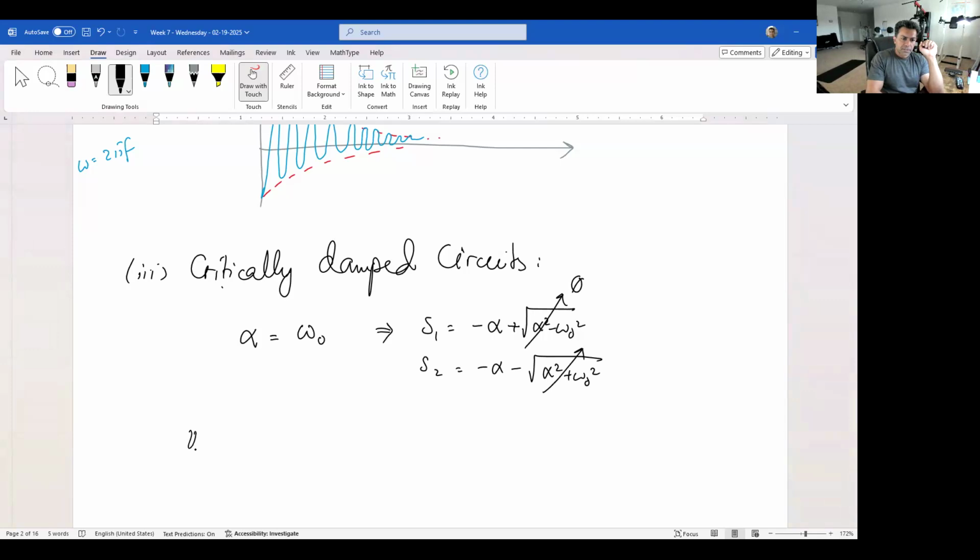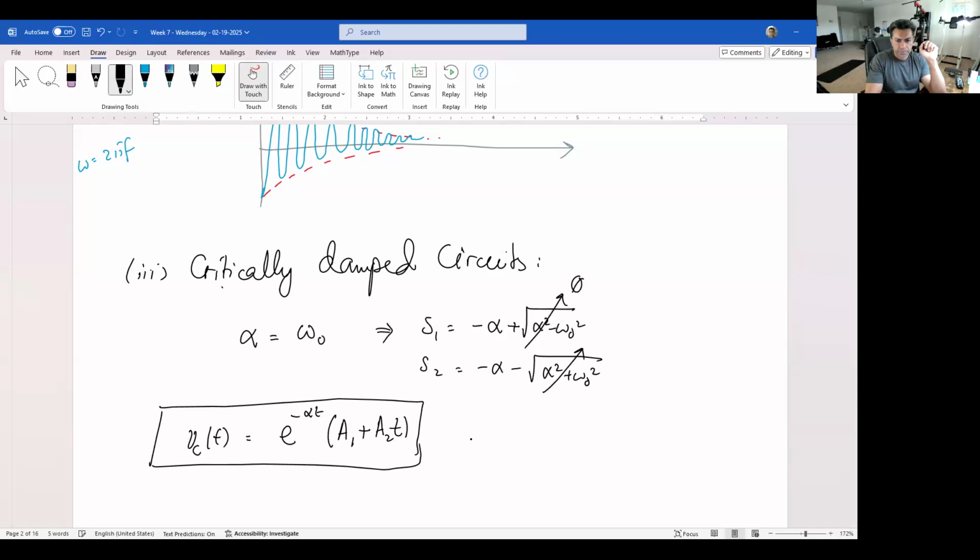So in this case, your response is not just the combination of both, like A1 plus A2 times e to the power negative alpha t. Your response is, in this case, e to the power negative alpha t times (A1 plus A2 t). So it becomes a linearly exponential decaying curve.